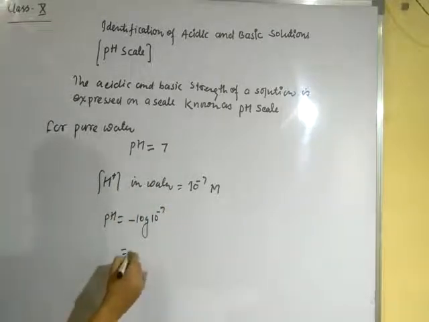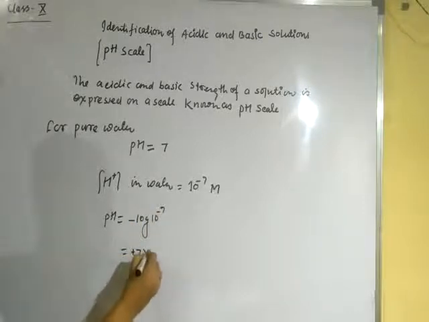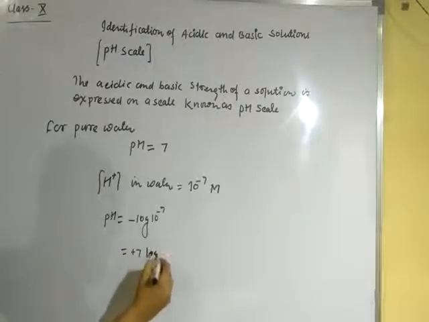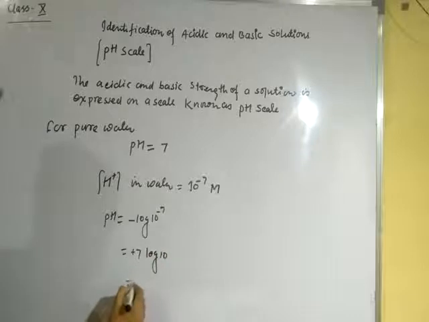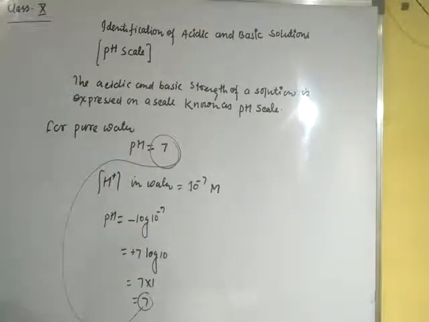After solving, it becomes 7 into log 10, and the value of log 10 is equal to 1, and 7 into 1 is equal to 7. So the pH value of water is 7. Clear, dear student?